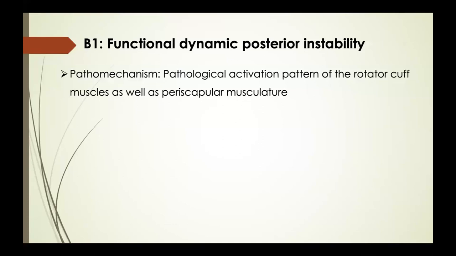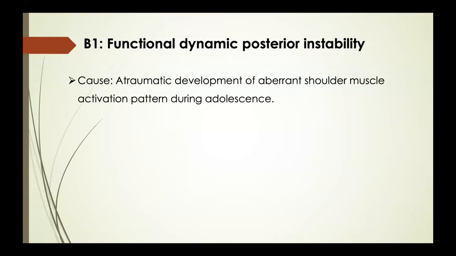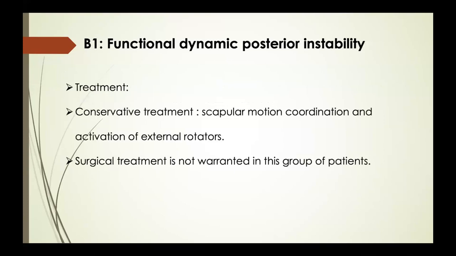This type of posterior glenoid instability is always associated with hyperlaxity, posterior capsular attenuation, or a flattening of the glenoid concavity, or increased glenoid version due to glenoid dysplasia. The main cause of this functional type is atraumatic development of an aberrant shoulder muscle activation pattern during adolescence. For this, the treatment might be conservative, with intensive physiotherapy to normalize the muscle activation pattern. The physiotherapy should always focus on scapular motion coordination and activation of the external rotators. Surgical treatment is not warranted in this group of patients, as it usually fails to restore stability and often results in pain as well as limited function.